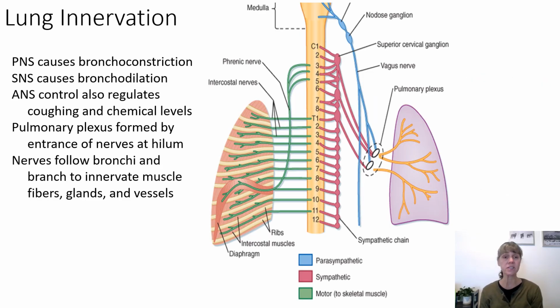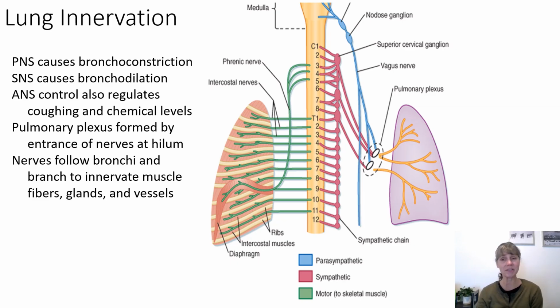When it comes to the innervation of the lungs, the parasympathetic nervous system can cause bronchoconstriction because we don't need a lot of air to come into the lungs if we're relaxed. The sympathetic nervous system, conversely, will cause bronchodilation because if a bear walks into the room, you need to have a lot of air flowing into your lungs so you can run away from the bear or fight the bear. The autonomic nervous system also regulates coughing and chemical levels.